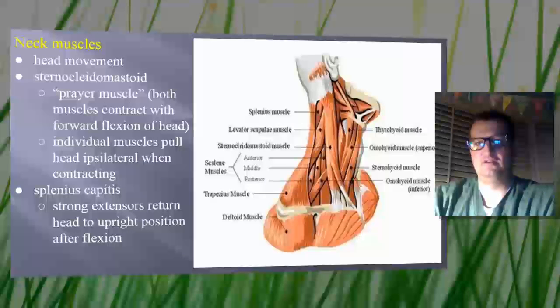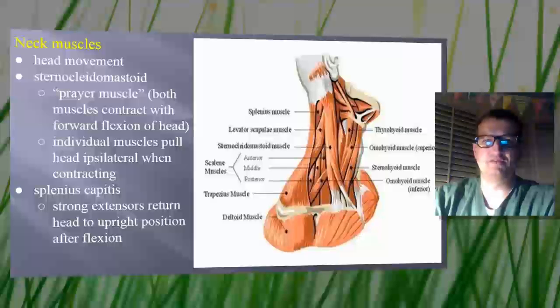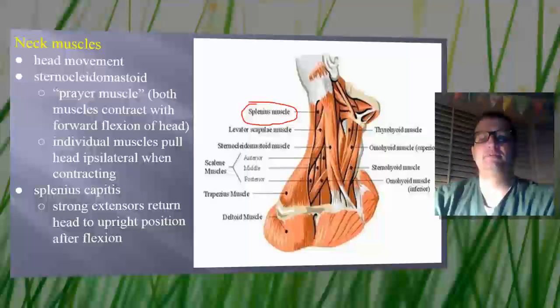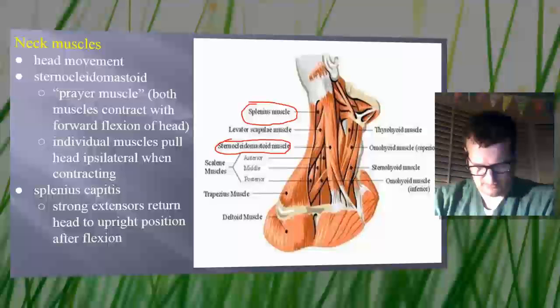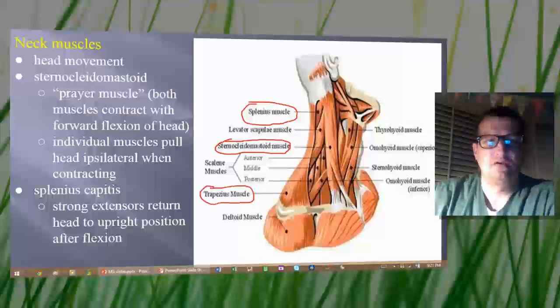Neck muscles, there's a lot of neck muscles, but the ones you should know about are the splenius capitis, which pulls the chin up. The sternocleidomastoid muscle here, also called the prayer muscle, pulls the head down. However, it also moves the head side to side. What's interesting about the sternocleidomastoid muscle and the trapezius muscle is that when they contract, they move the head to the opposite side of contraction.